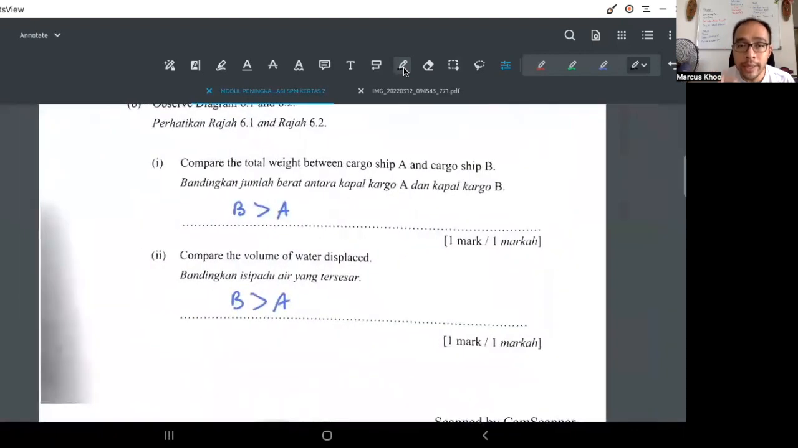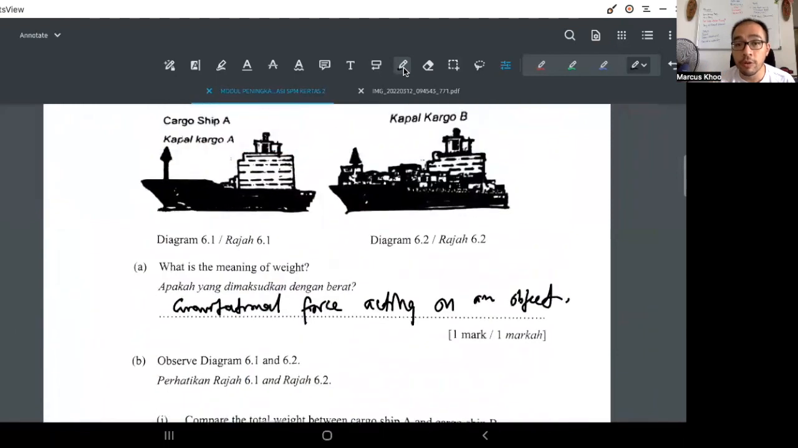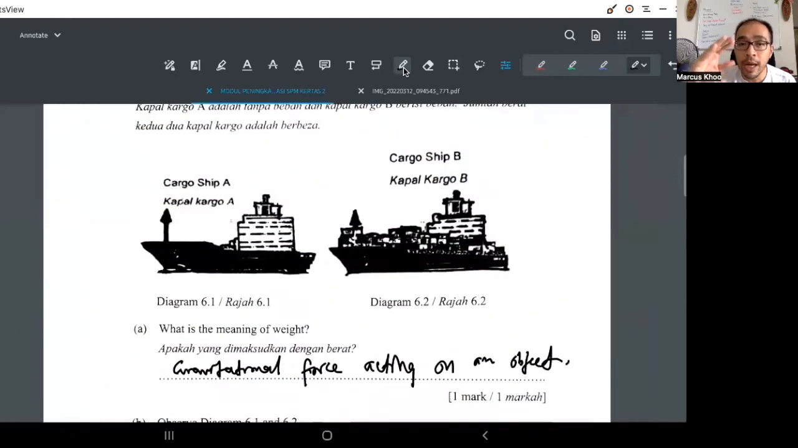Okay. Now, one thing that a lot of people tend to confuse is dia nampak cargo B kan, dia lebih tenggelam. Kan, dia nampak cargo B lebih tenggelam. So in their mind, oh, mesti dia punya buoyant force kan lemah because dia tenggelam. Okay. Actually, that's not true. Remember, the buoyant force, okay, is determined by how much of the ship is in the water. Okay. And A and B are different because A is ringan and B is berat.